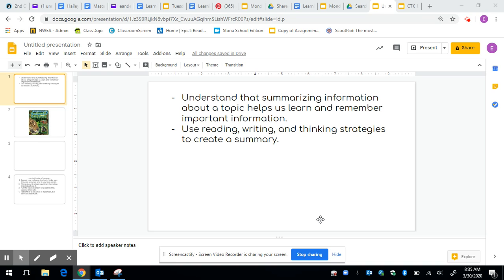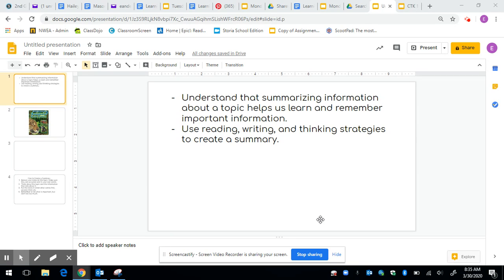In writing today, we're going to talk about summarizing. Some of our goals are to understand that summarizing information about a topic helps us learn and remember important information. And then we're also going to use reading, writing, and thinking strategies to create our own summary. So, a summary pulls together what we know about a topic so we can share the information with other people.